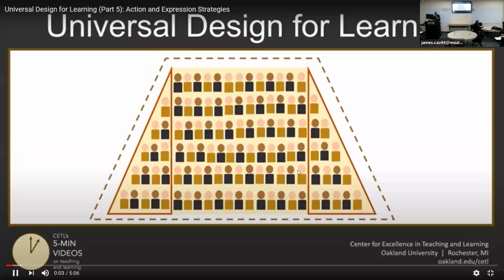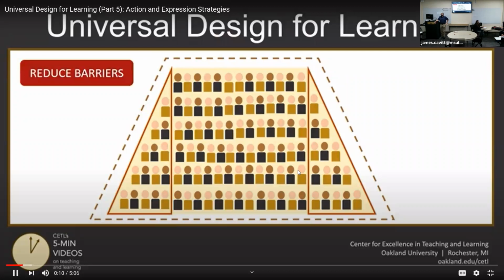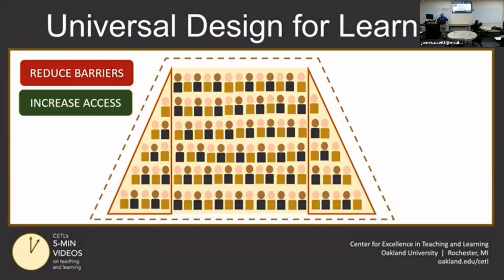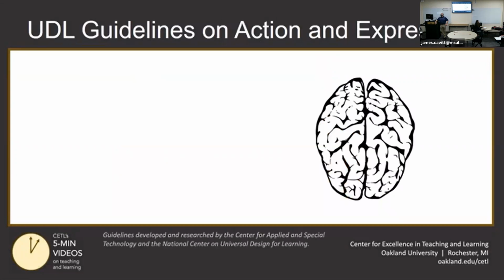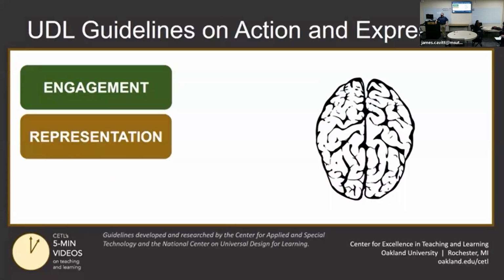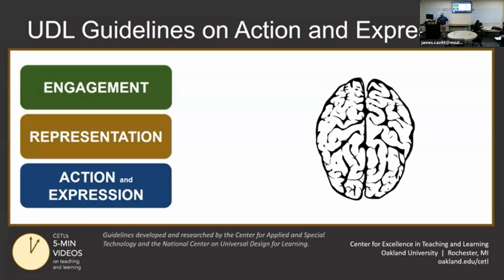Universal Design for Learning, or UDL, is a design framework that instructors can use to reduce barriers students face in the classroom and increase access to opportunities to succeed. We can implement UDL in our classroom through 3 guidelines: engagement, representation, and action and expression.